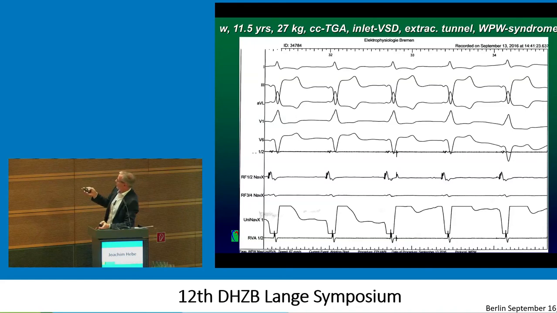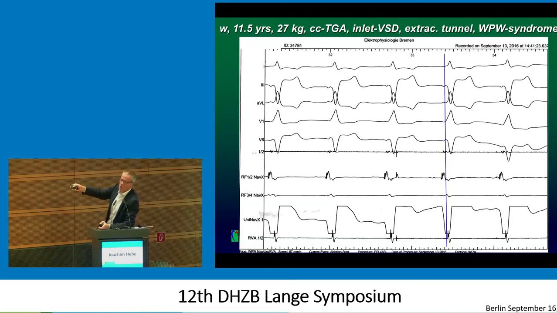So we try to reduce a little bit the amount of fluoroscopy for the orientation. And what I want to show you is that for sure we have the situation during sinus rhythm here. This is a local signal. Just believe me, this is wonderful. And this is very early.